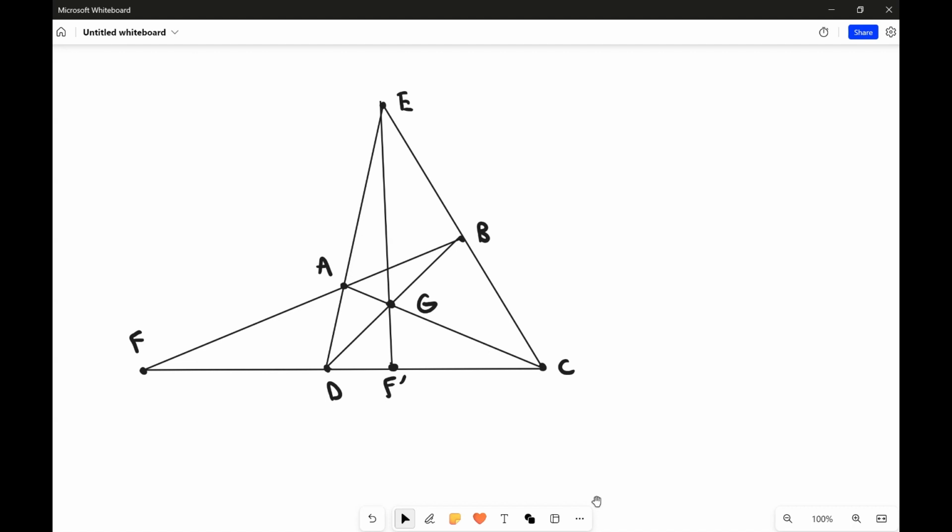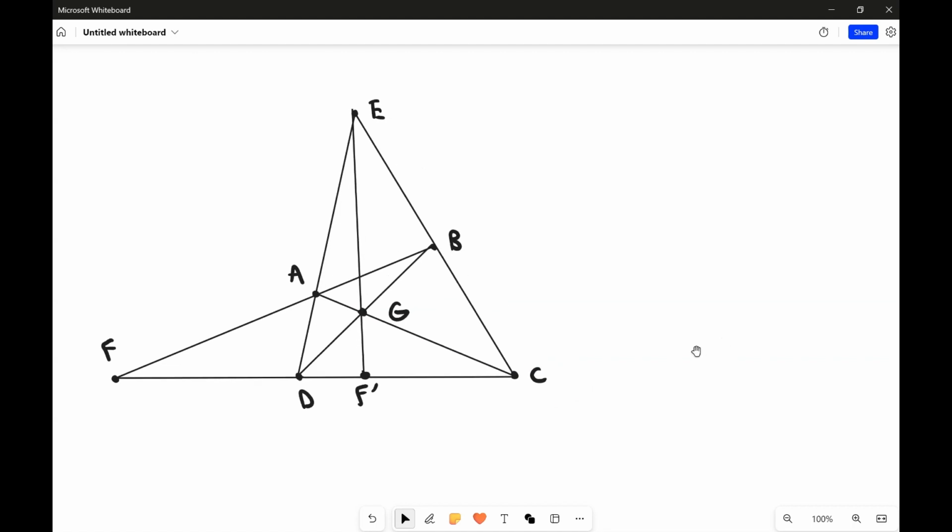Suppose you have a quadrilateral ABCD shown here, and the point E is the intersection of lines AD and BC, F is the intersection of lines AB and CD, and G is the intersection of lines AC and BD. And we let EG intersect the line CD at point F prime. Then the key claim here is that the points F, F prime, D, and C form a harmonic bundle. In other words, this cross ratio here is equal to -1.